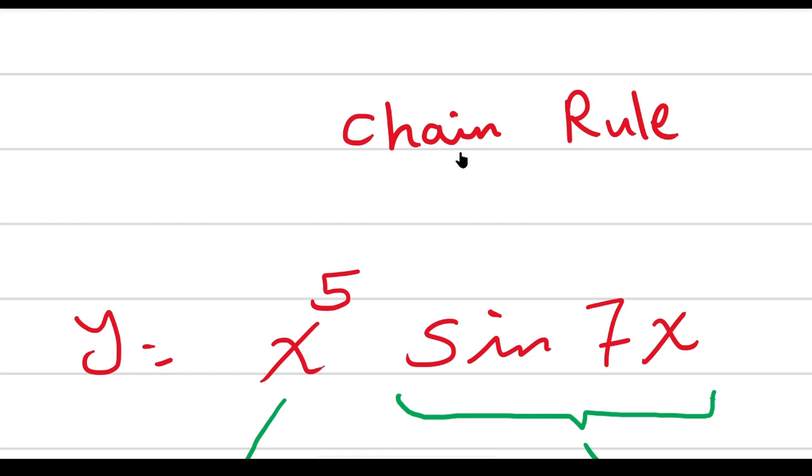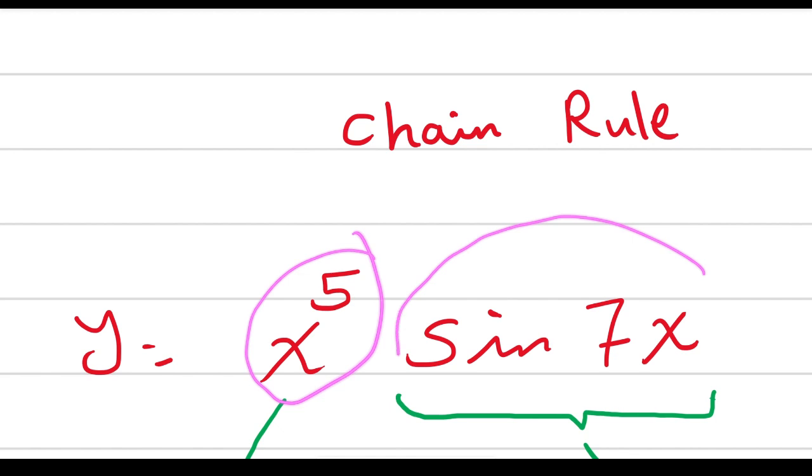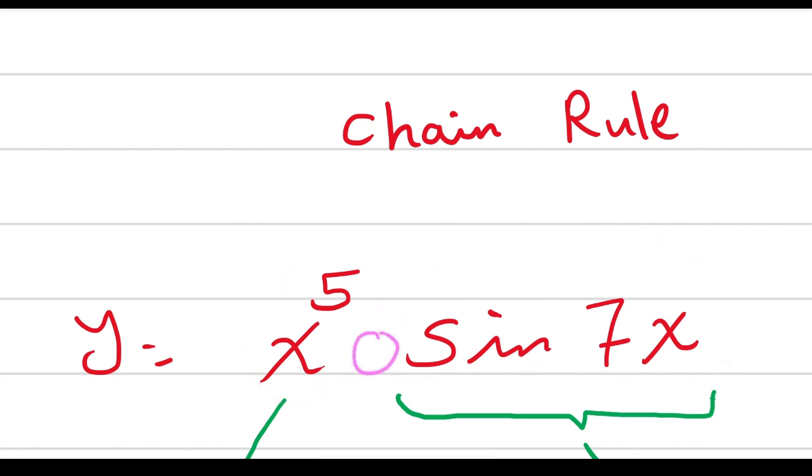Let's talk about chain rule and when we should apply it. Chain rule should be applied if we have two functions multiplied by each other. And how do you know they are multiplied? There is no plus or minus sign here. If there is nothing between them, it's multiplication, as explained earlier. And to differentiate this one, we apply chain rule.